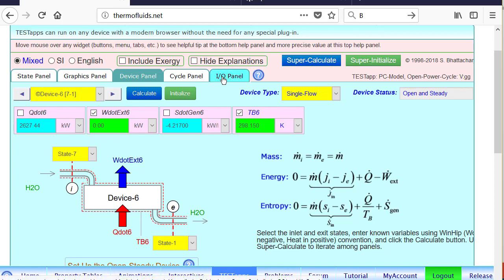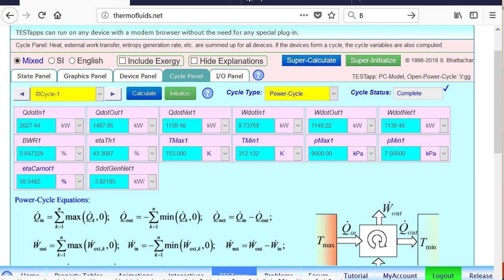With that, in the cycle panel, we see that the thermal efficiency has been calculated, and W dot net has also been calculated. But of course, if I change the mass flow rate, it should not affect the efficiency, but it should affect the net output. In this particular problem, the net output is given as 100 megawatt. So therefore, we can find the mass flow rate by dividing 100 megawatt by this number.